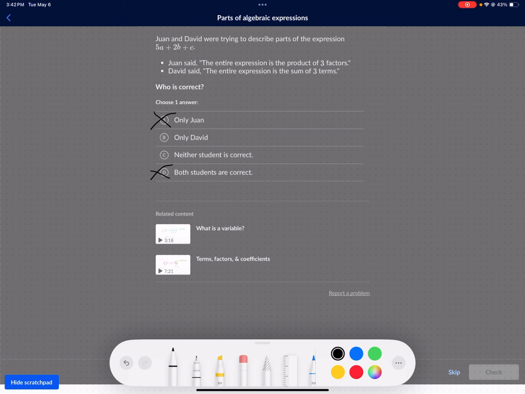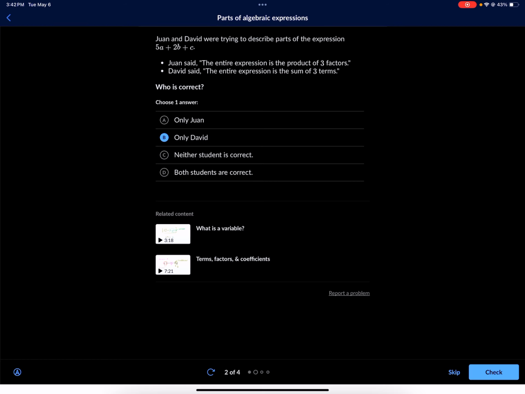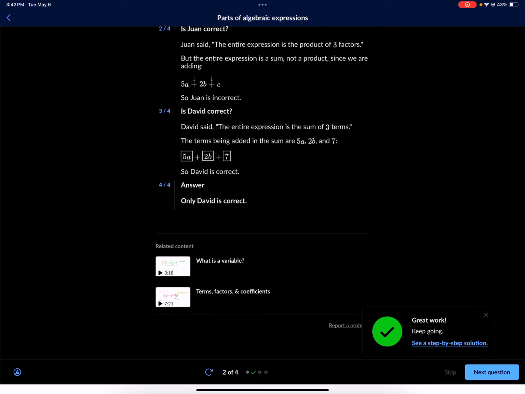Let's see if David's correct. The entire expression is the sum of three terms. Hey, what do you know? That does look like we're having it. We have 5a, which is a term, plus 2b, which is a term, and then we have an invisible 1 here, c, which is also a term. So, yeah, how about that? It looks like B is the correct answer here.